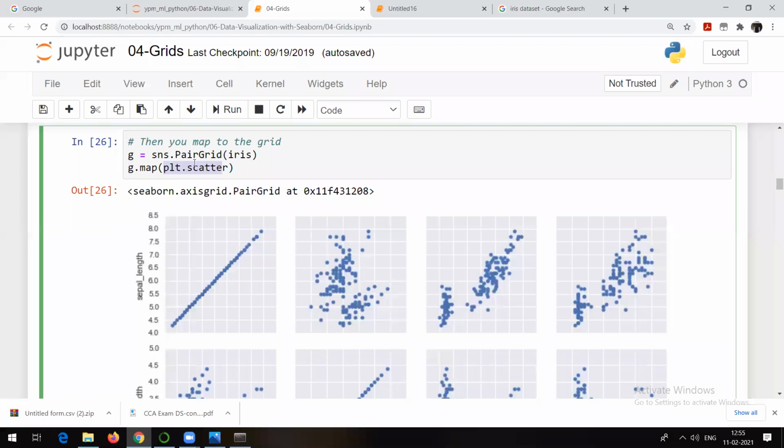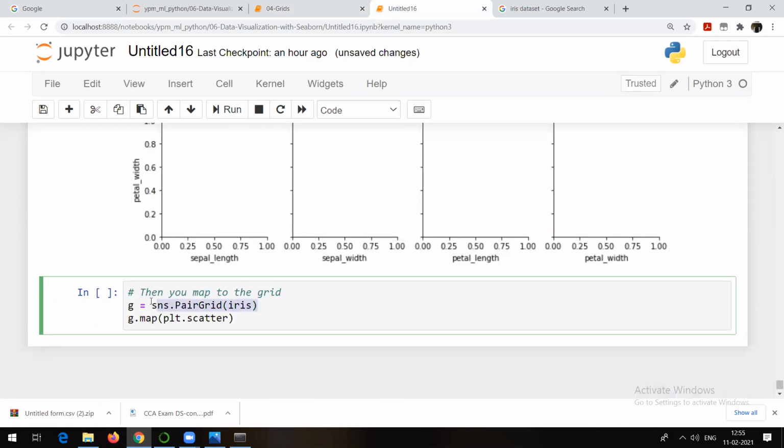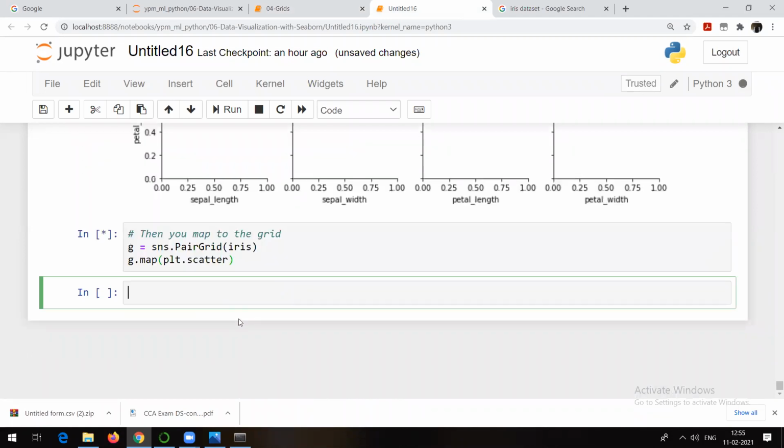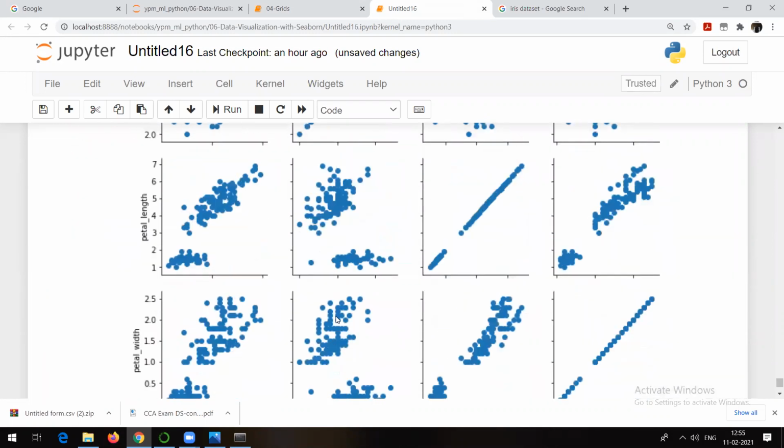plt.scatter. So actually this is a combination of scatter plot and matplotlib. What is this plt.scatter? plt is nothing but matplotlib, which I have already imported. So let me show you this particular graph. First of all, I created the grids, and on those grids, I am plotting a scatter so that I'll understand the relationship between each and every column.